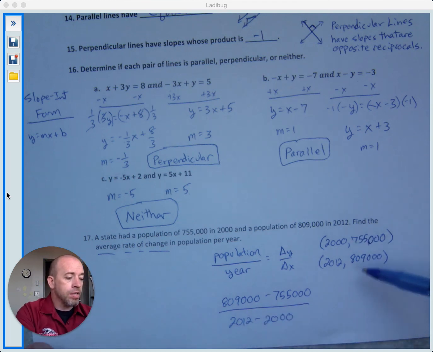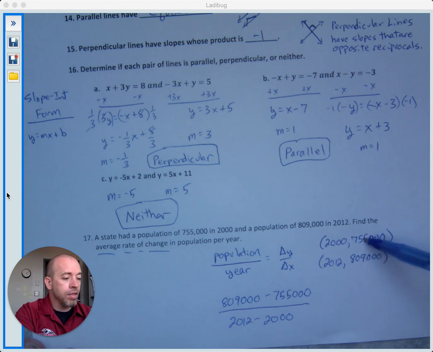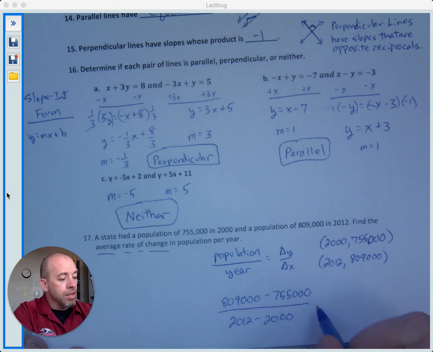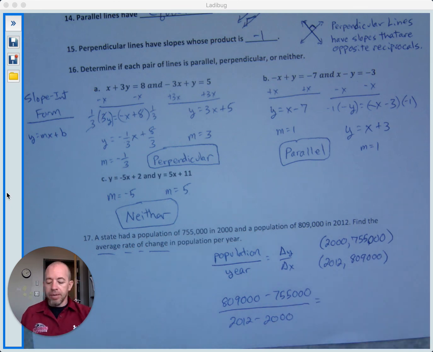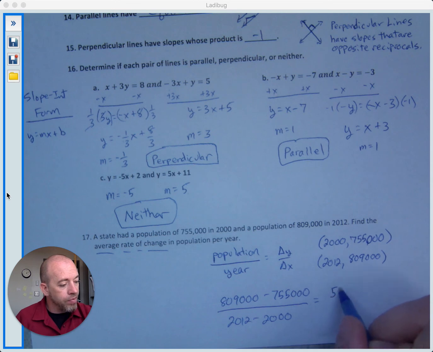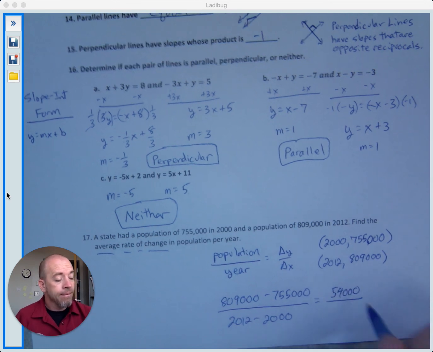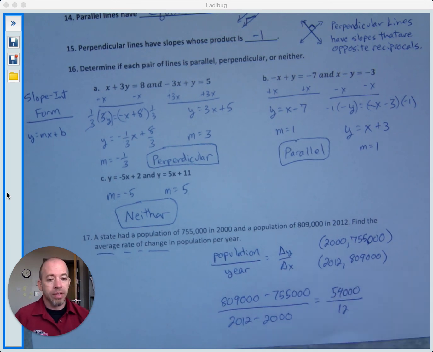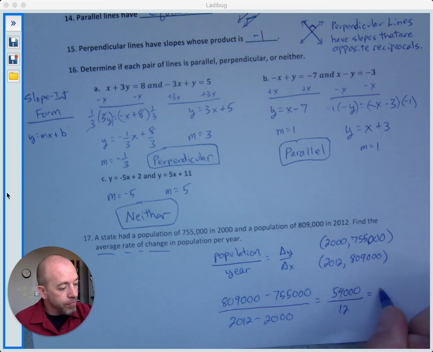Again, make sure you're consistent. If I subtract this direction with the y's, I need to subtract this direction with the x's. All right, so let's see what we get. I'm going to bring out my calculator. Let's see, 809,000 minus 755,000 is 54,000, right? So 54,000. And this is going to be 12, right? So if we take 54,000 and divide by 12, that's 4,500.